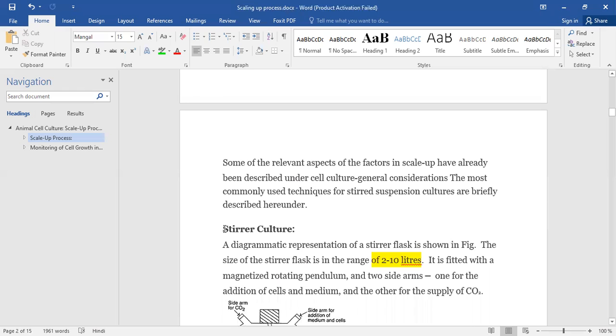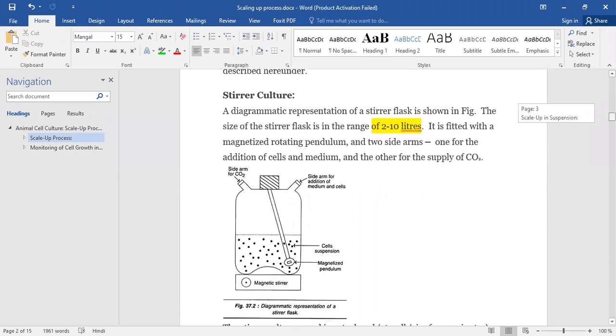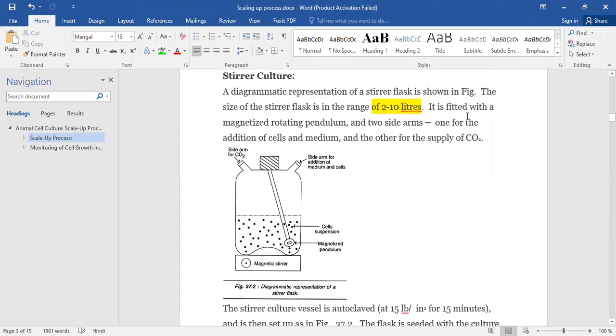Now we discuss the cultures. Stirred culture is the culture in which, on a regular basis, we stir our cells with paddles and a magnetic pendulum. So at regular intervals, the cells are moved by the use of this magnetic stirrer.